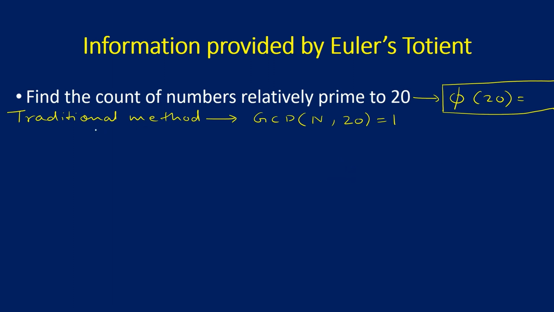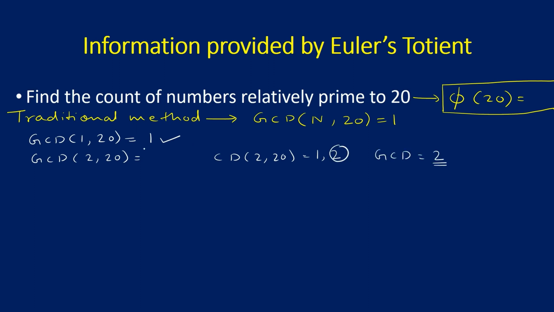Let us now check out the traditional method. So the GCD between 1 and 20, there is no other common divisor between 1 and 20 other than 1. So 1 and 20 are co-prime numbers. Then if you check the GCD between 2 and 20, as you know, the common divisor between 2 and 20 is not only 1 but it is also 2, and therefore the greatest common divisor is 2, and since it is not 1, 2 and 20 are not co-prime numbers. Now let us check GCD between 3 and 20. So 3 and 20 share only one common divisor, which is 1. So they are co-prime numbers.